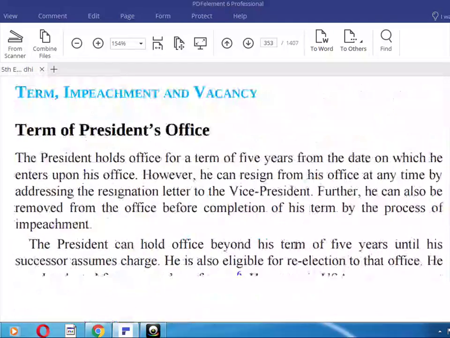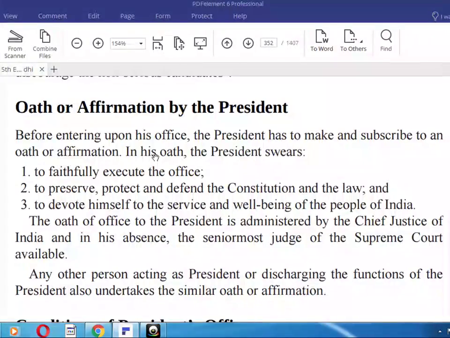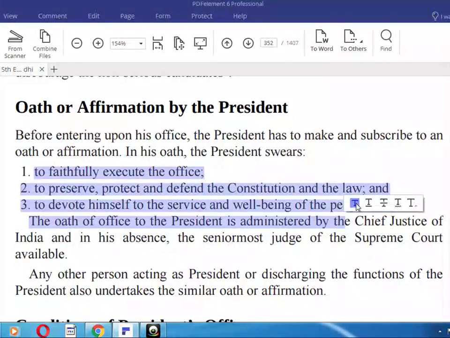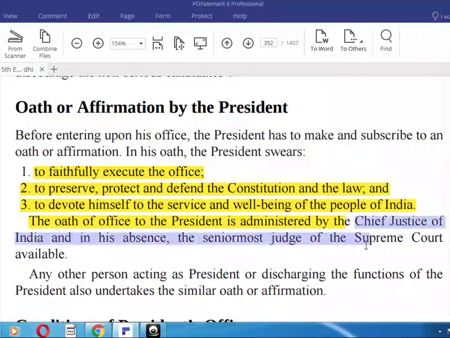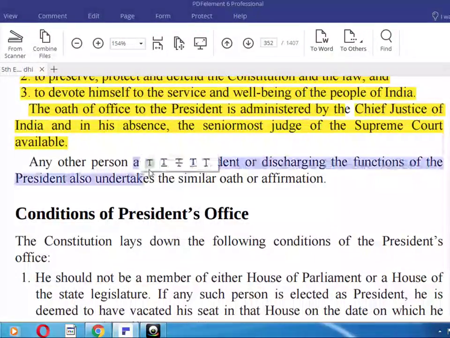So next we discuss the oath or affirmation and other things. Before entering upon office, the president has to make and subscribe to an oath or affirmation to faithfully execute the office, to preserve, protect and defend the Constitution and the law, and to devote himself to the service and well-being of the people of India. The oath of office to the president is administered by the Chief Justice of India or, in his absence, the senior-most judge of the Supreme Court available. Any other person acting as president or discharging the functions of the president also undertakes a similar oath or affirmation.